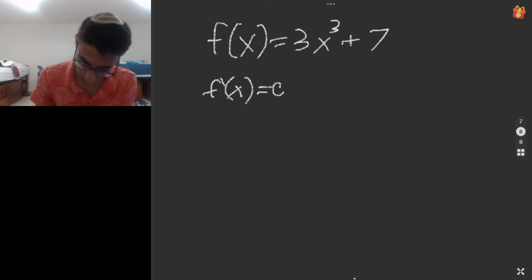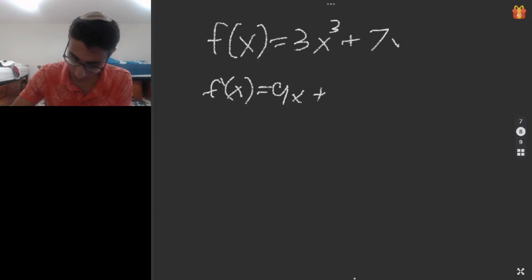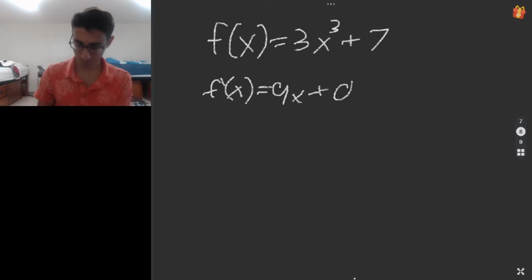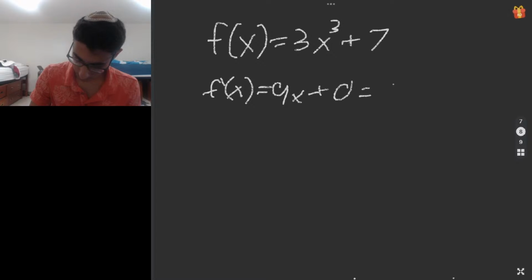That's going to be 9x squared. Plus 7 by itself is just 7x to the power of 0, so we bring the 0 in front, and that will just become 0. So it's 9x squared plus 0. Okay? All right, now that's the same thing as just 9x squared.